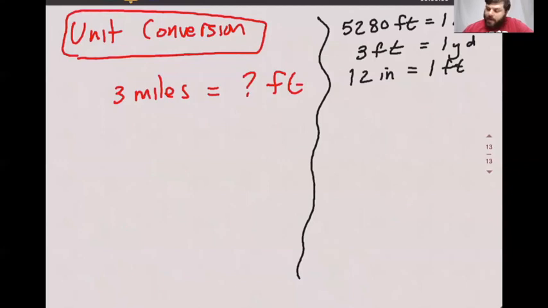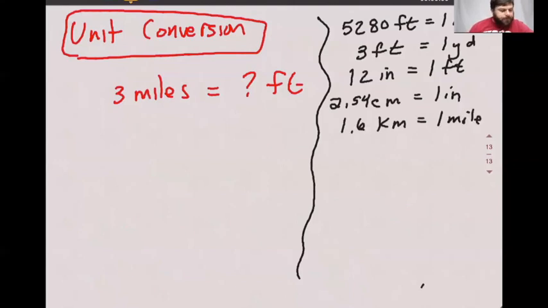Here's a tricky one. How many centimeters in 1 inch? 2.54. And then how many kilometers are there in a mile? There's 1.6. So if I know miles to feet, I know that there are 5,280 feet in 1 mile. Basically, there are only 2 options here: do I do 3 times 5,280, or do I do 3 divided by 5,280?